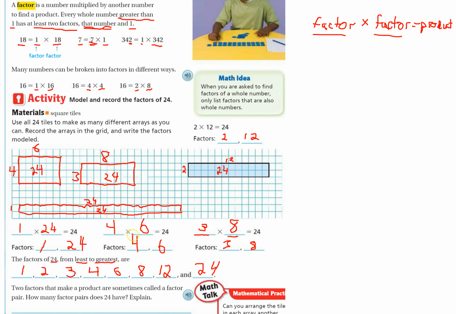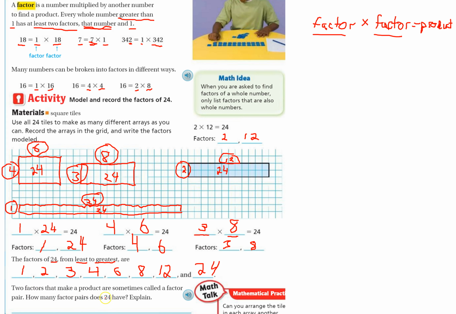So now I took all these different factors that I found. Remember, these are the factors. I took all these different factors that I found, and all I did is I just put them now in number order from least to greatest. So from the smallest factor, which will always be 1, to the largest factor, which will always be the number itself, in this case 24.